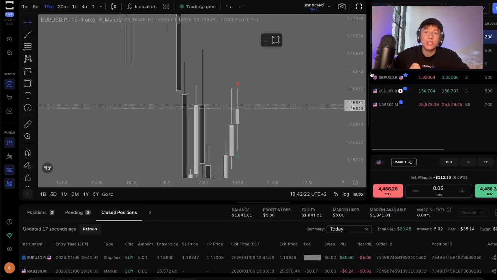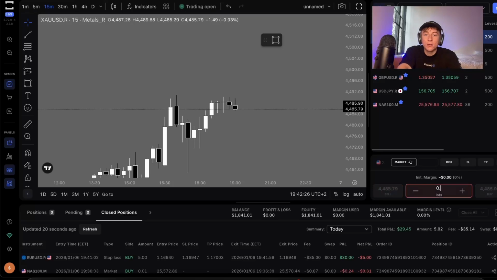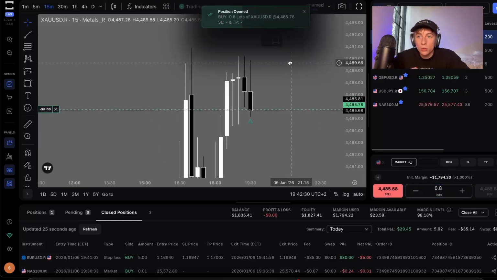Now, if I was to place a trade on gold, let's place the maximum that I can place here, which would be 8. Boom. Just bought gold with 8.